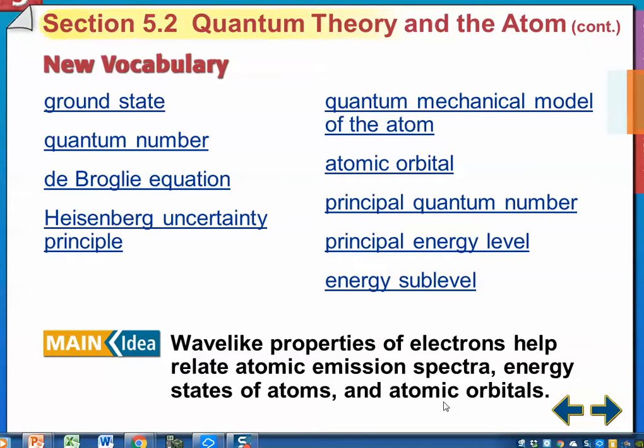Okay, this is video lesson 5.2. We're going to talk about quantum theory and the atom. The main idea here is that the wave-like properties of electrons help relate the atomic emission spectrum, which we'll explain, energy states of atoms, and atomic orbitals.